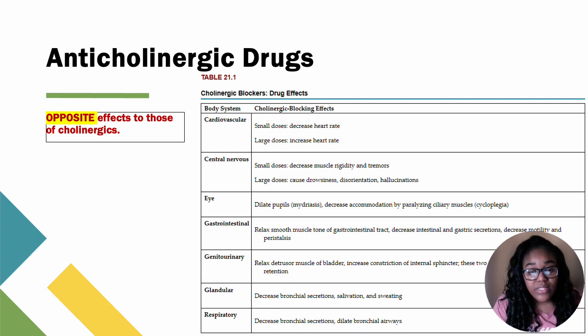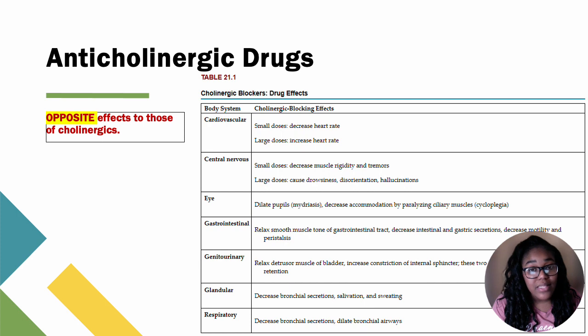With the central nervous system, at small doses, we see a decrease in muscle rigidity and tremors. But in large doses, we see drowsiness, disorientation, and hallucinations. So we say all of that to say this. Normally, you want to look at how much of a drug you're giving, because if you're seeing effects that are potentially harmful to the patient, you want to look at your doses and be prepared maybe to even administer an antidote for this as well.